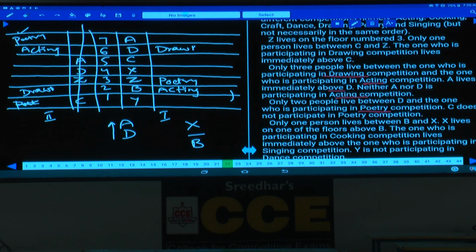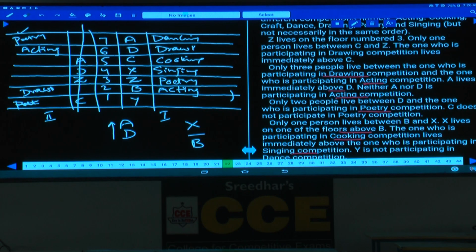And X lives on one of the floors above B. The one who is participating in cooking competition lives immediately above the one singing. Cooking is immediately above singing, hence cooking must be on floor number 5. Singing must be on floor number 4. Y is not participating in dance competition. As Y is not dancing, hence dancing must be on floor number 7.